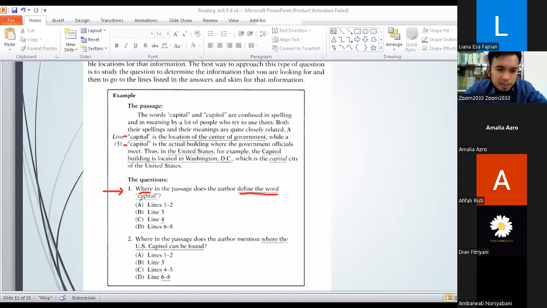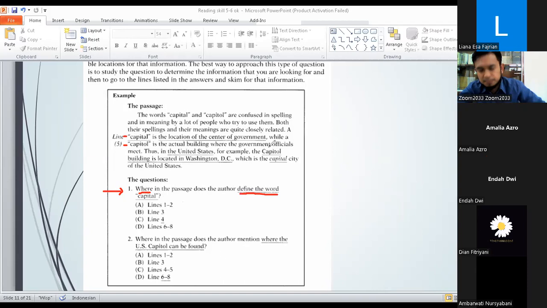But the question is, where does the author define the word capital? In line 1, 3, 4, or 6 to 8? So what about number 1? Can you find out the answer?